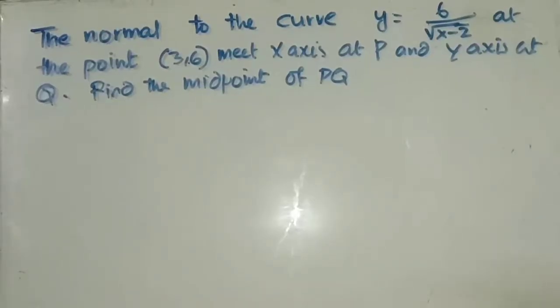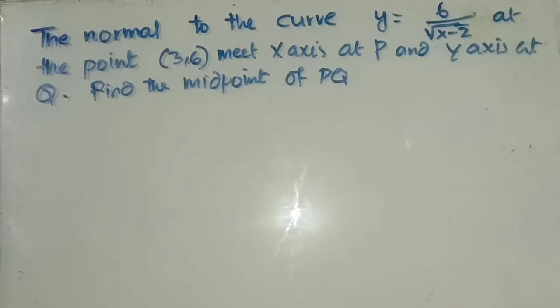The normal to the curve y is equal to 6 divided by square root of x minus 2 at the point 3, 6 meets x-axis at P and y-axis at Q. Find the midpoint of PQ. So what is meant by this question?